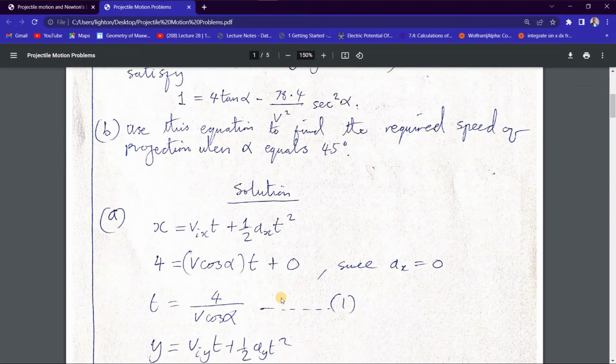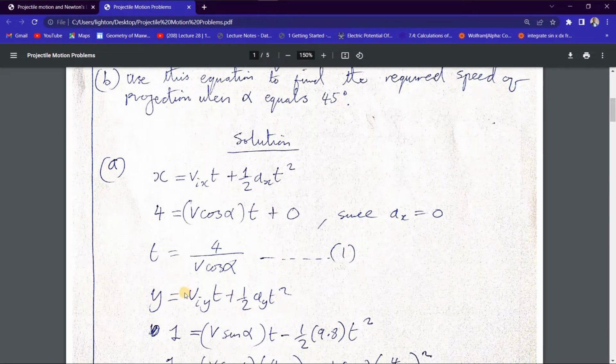So now going back here to the solution, it is well explained. So we start with the x component of displacement where we say x equals v ix t plus half ax t squared. So this is just an equation of uniform motion. There's nothing fancy going on here. And this is the x component of displacement. As you can see, so we start with x.